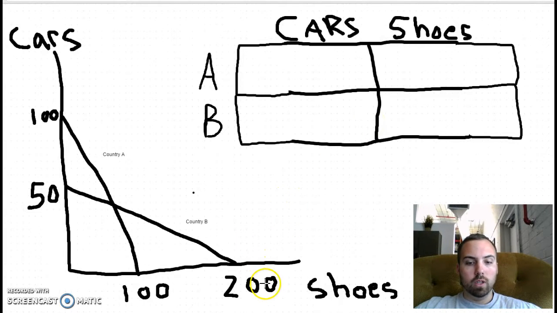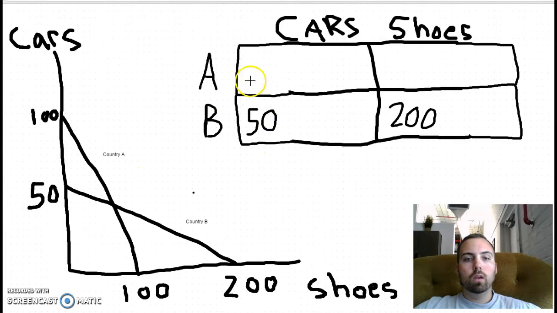So first we'll go to here. Looks like country B is producing 200 shoes, so we'll put in 200. And they're also producing 50 cars. Country A is producing 100 cars, as well as 100 shoes.